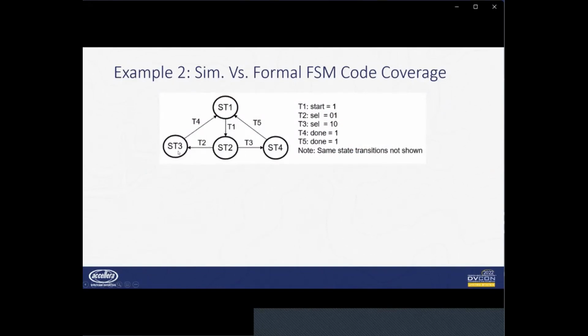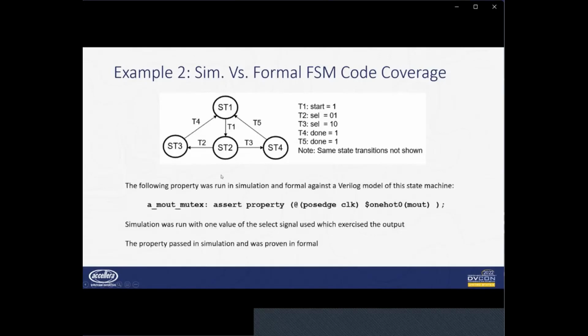There's an output M out of this design that is driven by state 3 and state 4 through some logic. And so what we're going to do is run simulation and formal on this state machine and the logic around it. And there's a requirement that the output is mutex, so only one of the bits is active at a time. And we're going to run this property through simulation, just driving, in this case, the test bench that's run will just drive through this part of the state machine, so ignoring state 4. And in the case of the run, the property passes in simulation and was proven in formal.